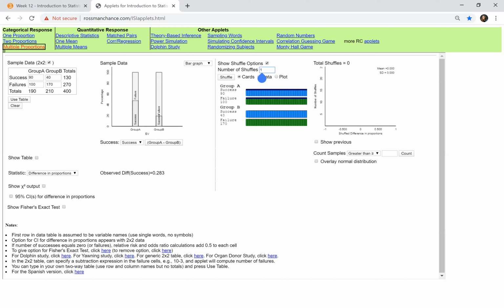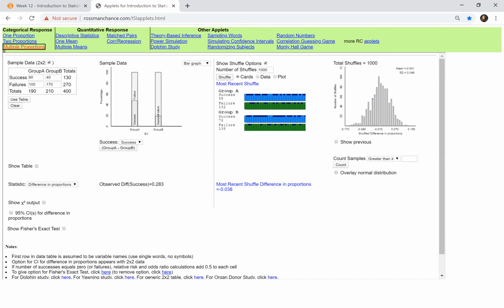And if we create 1,000 different simulations, why does it make sense that the center of my null distribution is close to 0? Why would that make sense? Because we said there was no association. Right, we're assuming there's no association.